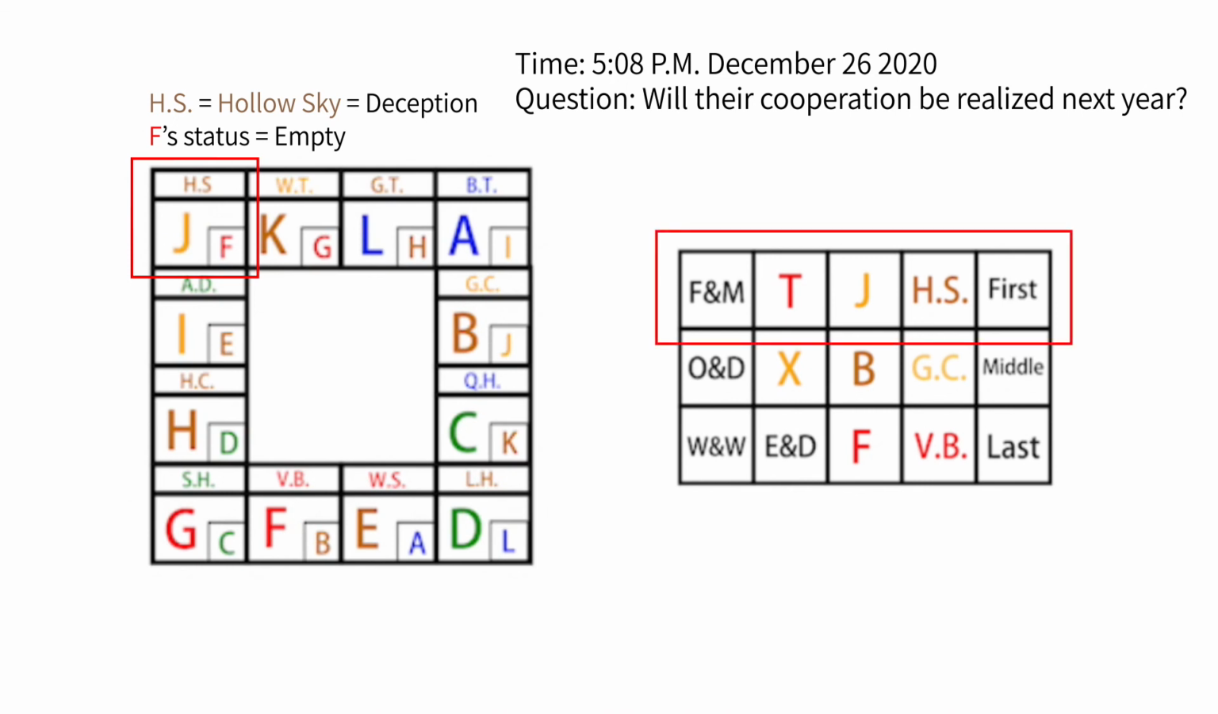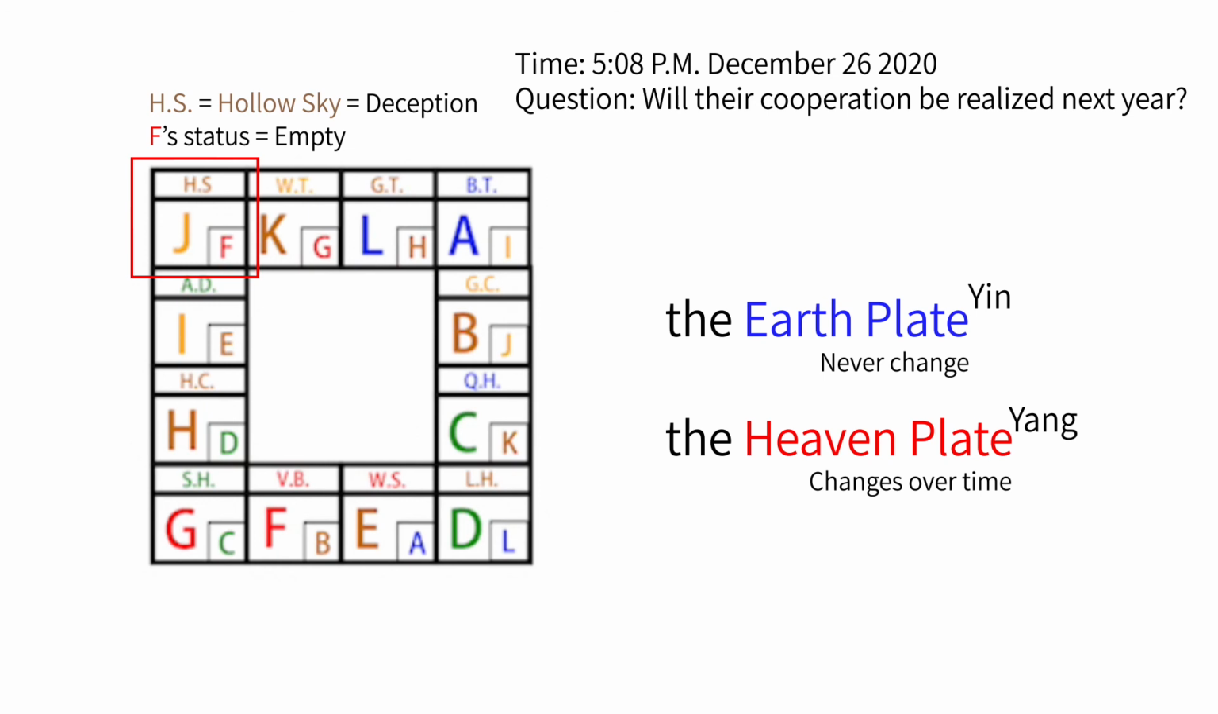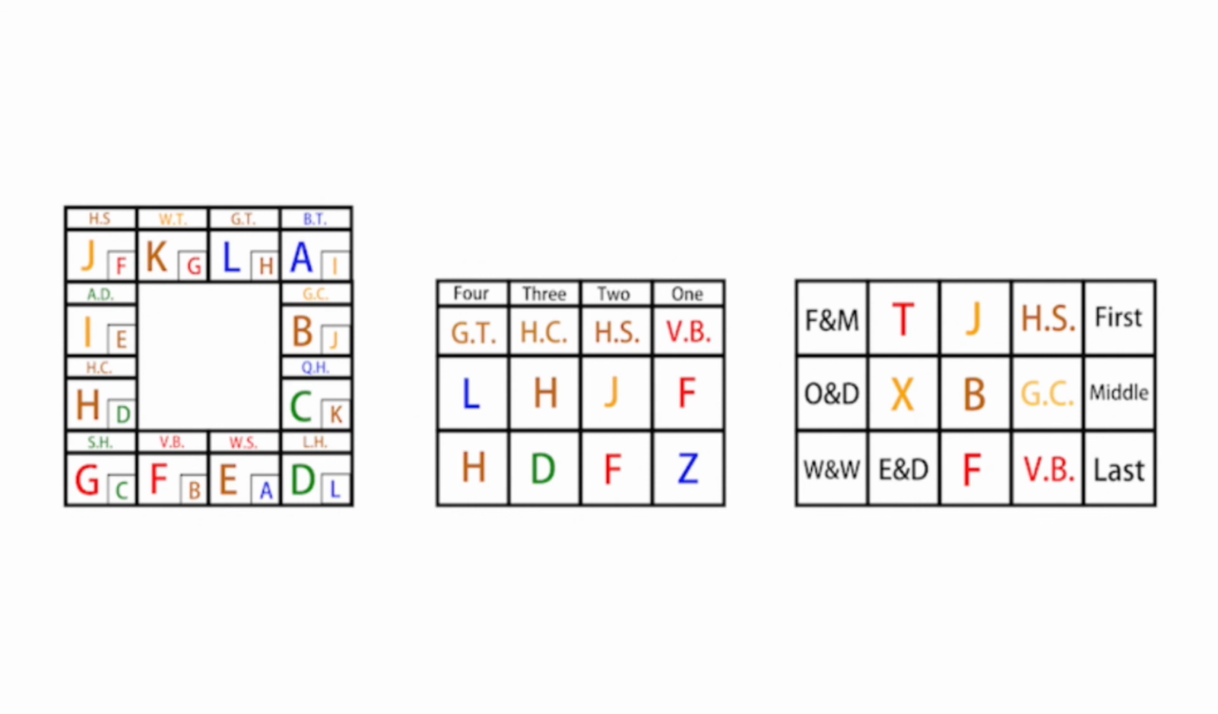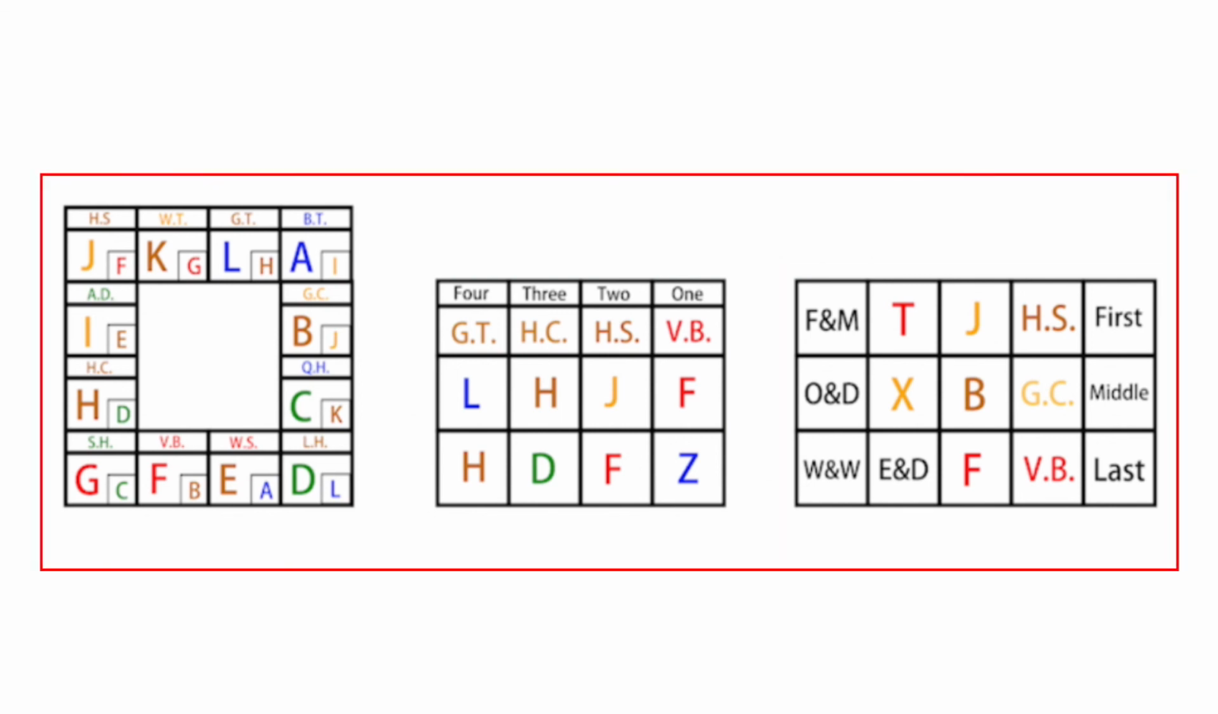I haven't finished introducing all the knowledge about the Earth plate and the Heaven plate. In order to let you know as soon as possible what the 4 courses, 9 forms, and 3 transmissions are, and the full picture of Liu Ren, I only give a general introduction of the Earth plate and the Heaven plate in this video. In future videos, I will continue to introduce the Earth plate and the Heaven plate in detail.